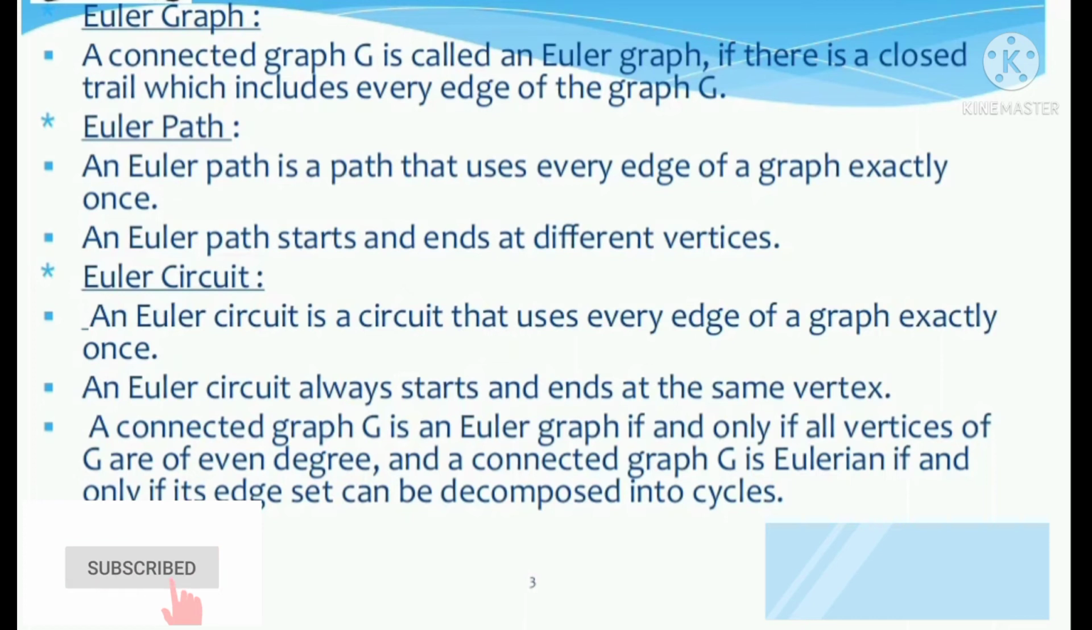A connected graph G is an Euler graph if and only if all vertices of G are of even degree, and a connected graph G is Eulerian if and only if the edge set can be decomposed into cycles.